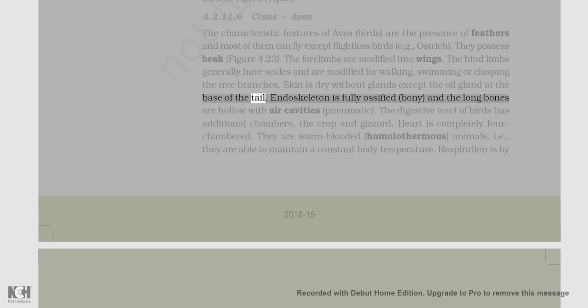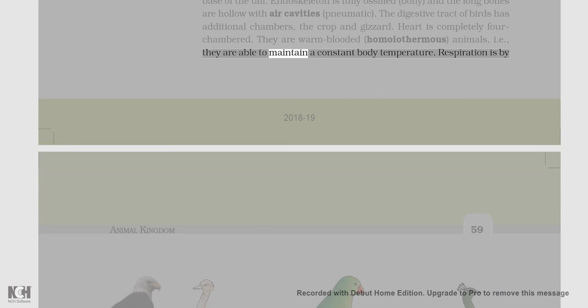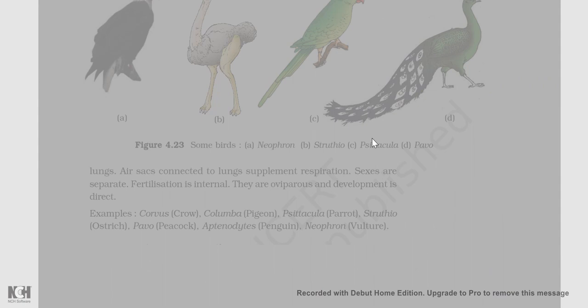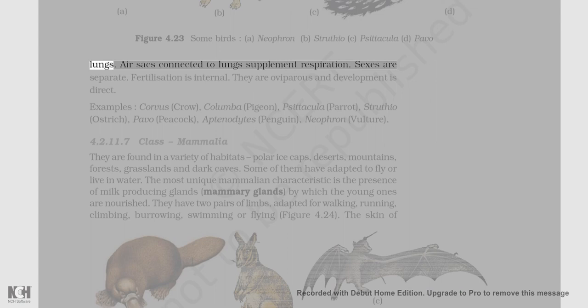Endoskeleton is fully ossified, bony, and the long bones are hollow with air cavities, pneumatic. The digestive tract of birds has additional chambers, the crop and gizzard. Heart is completely four-chambered. They are warm-blooded, homoiothermous, animals, i.e., they are able to maintain a constant body temperature. Respiration is by lungs. Air sacs connected to lungs supplement respiration.